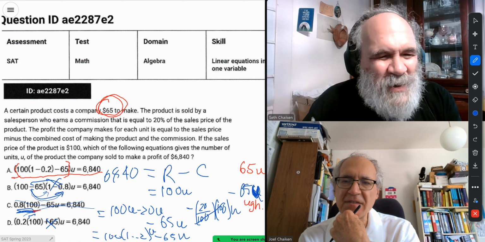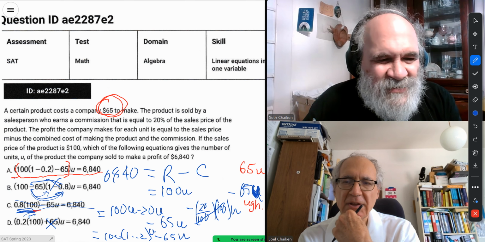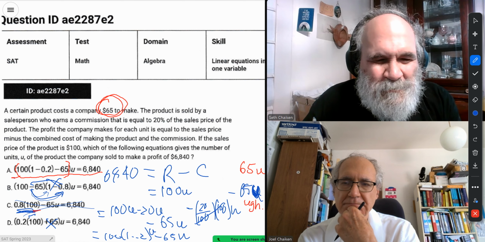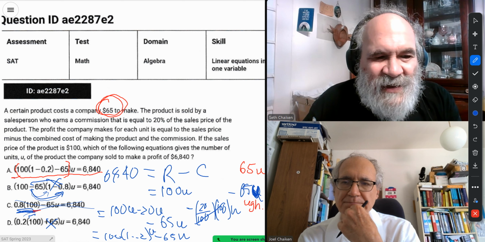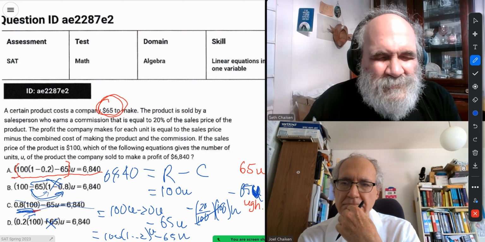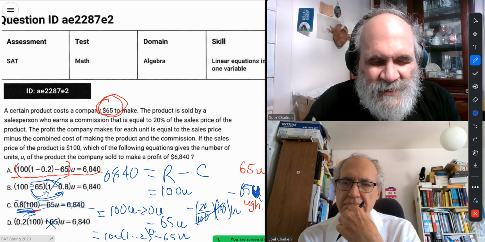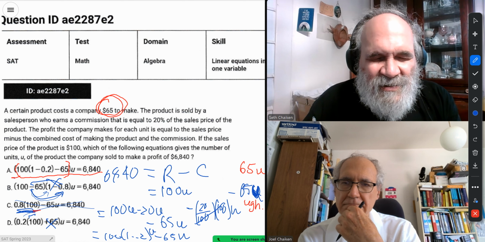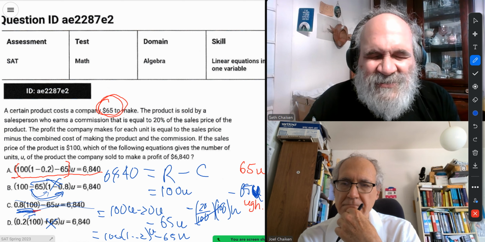revenue. Wait, which one? B or C? The second one. B. They say 100 minus 65. Right. That is the selling price minus the manufacturing costs. But the manufacturer does not receive this.